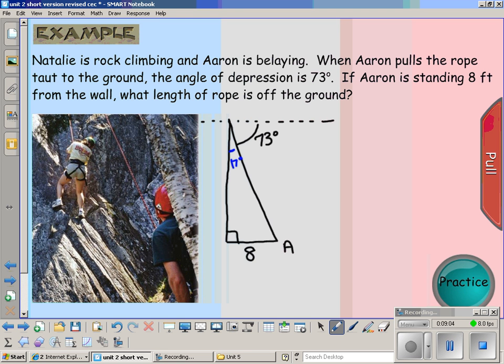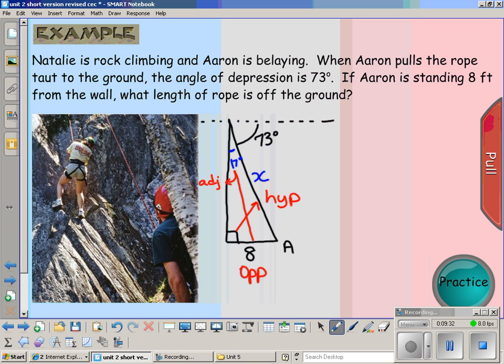What is it we are trying to find? We are trying to find the length of the rope. So right here, we want to know the length. Now we need to label our triangle. Across from the right angle is the hypotenuse. Across from the angle we are dealing with is our opposite side. Beside the angle we are dealing with is our adjacent side.